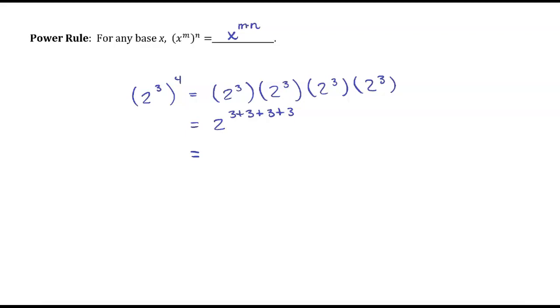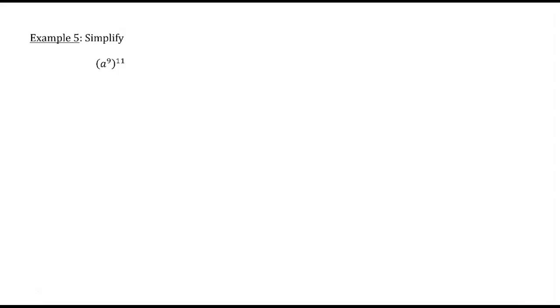But notice that that's just 4 copies of 3. That's 2 to the 3 times 4, or 2 to the 12th. Let's take a look at an example. In example 5, we need to simplify a to the 9th raised to the 11th. The power rule tells us that this is a raised to the exponent of 9 times 11, or a raised to an exponent of 99.